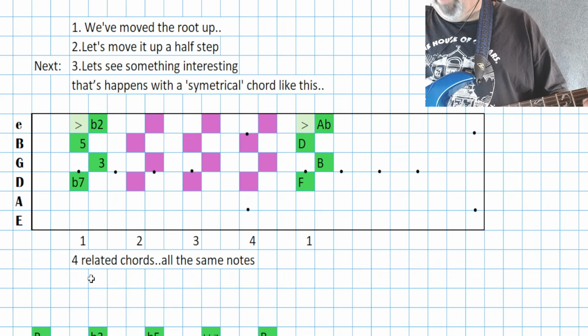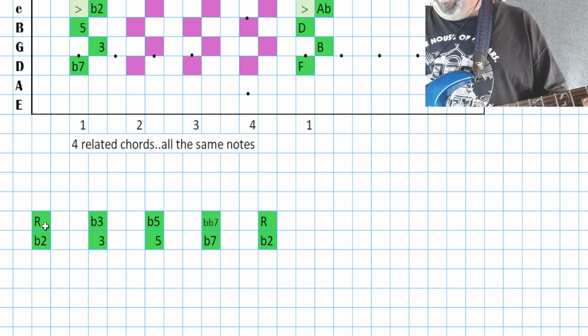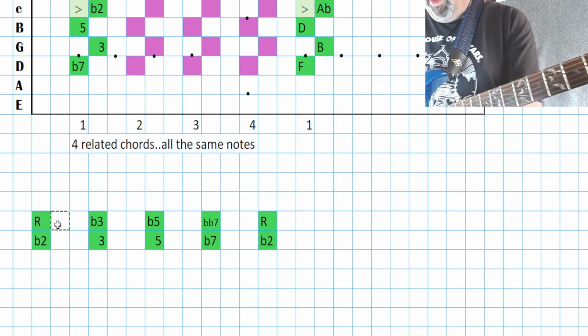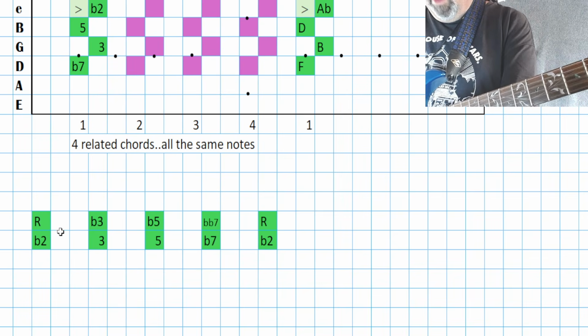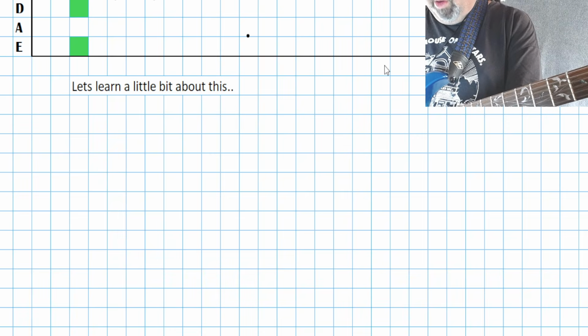Well, what symmetrical means is this. Now we have this, with everything spaced out correctly for the intervals here.